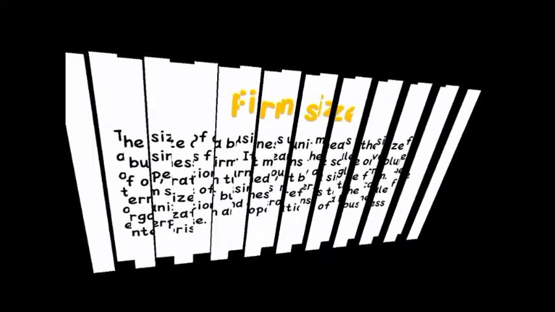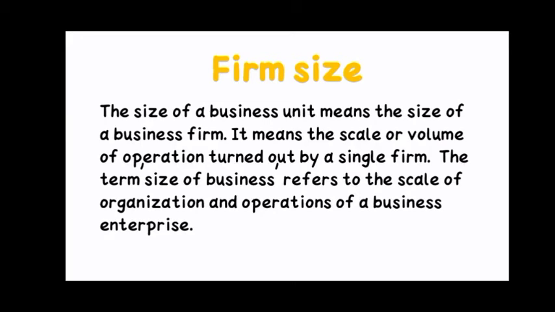So, it starts with, first, firm size. The size of a business unit means the size of a business firm. It means the scale or volume of operation turned out by a single firm. The term size of a business refers to the scale of the organization and the operations of a business enterprise.